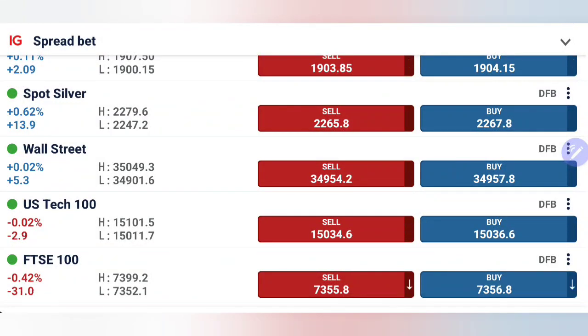Nasdaq100 and Dow Jones both try to retrace a little. Again, 35050, 15100 levels proven out to be a good resistance level, as we discussed in our analysis, the Asia session analysis which we have uploaded a few hours back. I hope you all profited there.